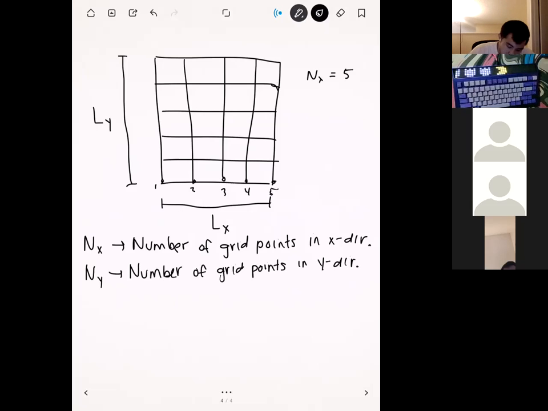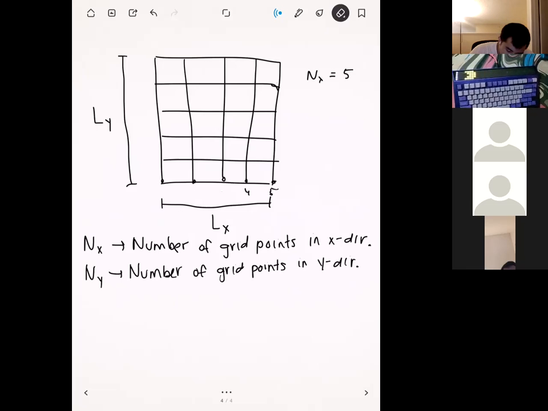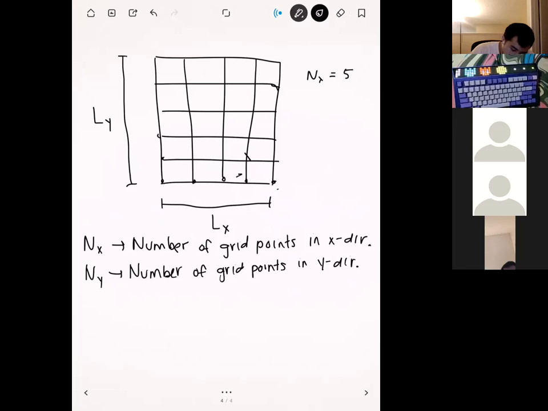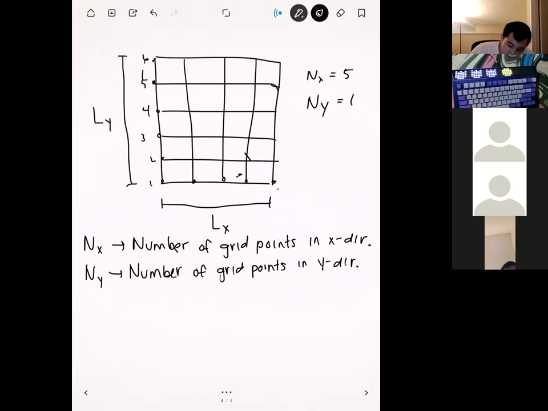Let's go ahead and count the number of grid points in the y direction. Let me erase these for a second. In this case, we have 1, 2, 3, 4, 5, 6. And so our ny in this case is 6, because we have 6 grid points, counting upwards. So those numbers are important to know.